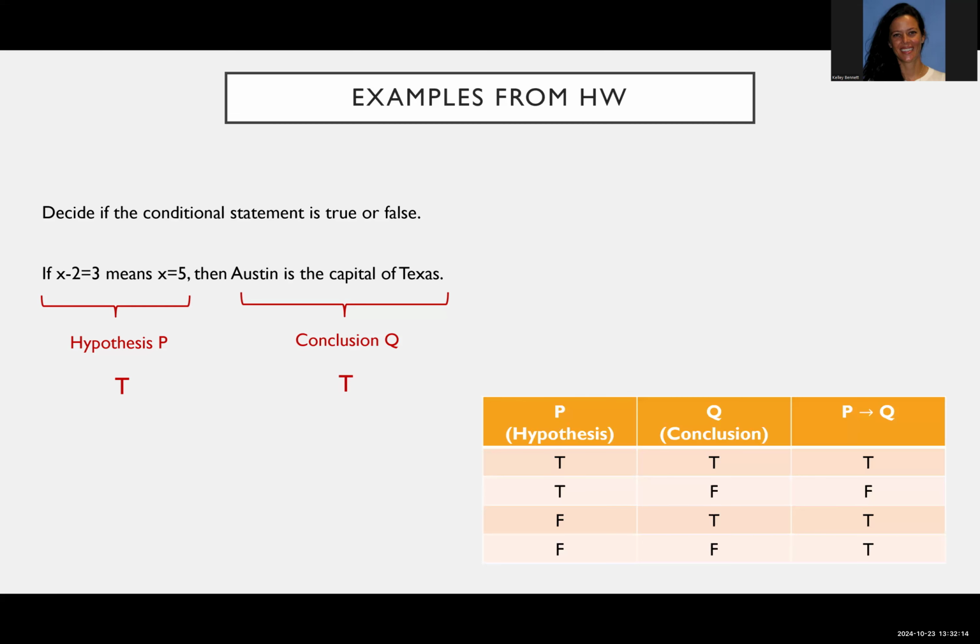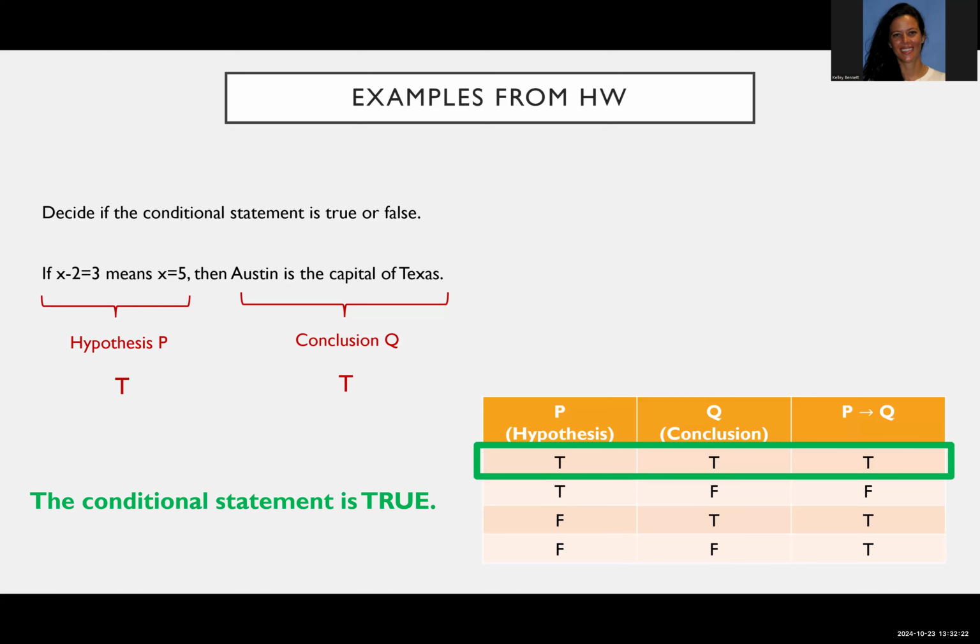And I want to look at this in my table. Where do I have the hypothesis true and the conclusion true? First row, if I take a shower, then I smell good. That's a fact. This conditional statement is true.